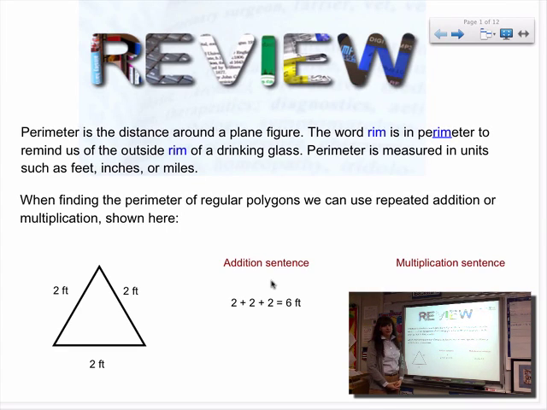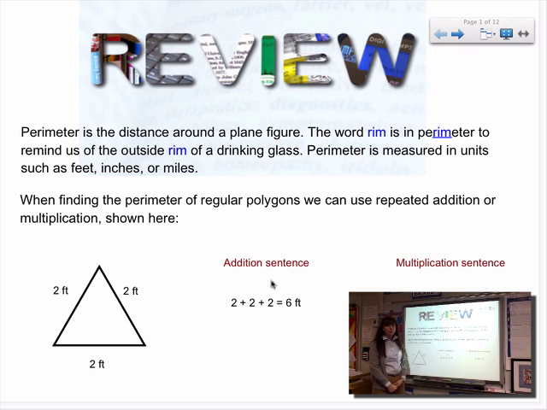Last time we were together in math, we learned a new concept, perimeter. We learned that perimeter is the distance around a plane figure. One study tip that we talked about last week was that the word rim is in perimeter to remind us of the outside rim of a drinking glass so that we remember that perimeter is the outside edge of a plane figure. Perimeter is measured in units such as feet, inches, or miles.